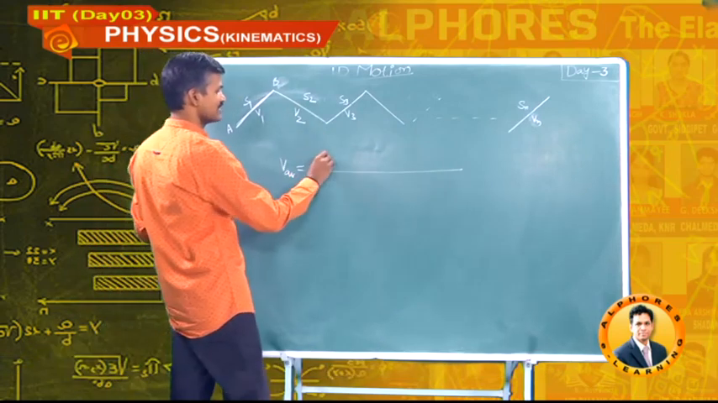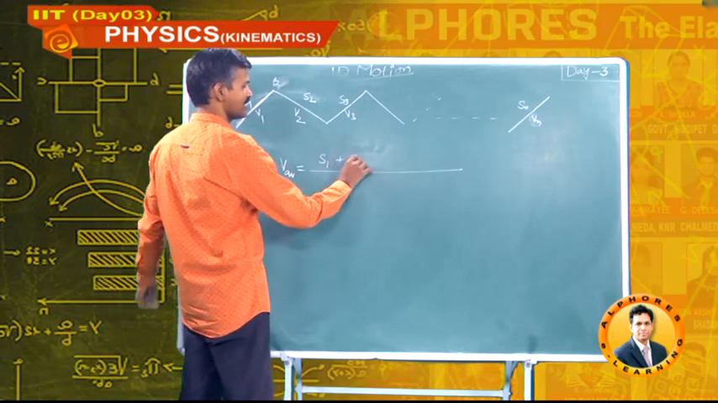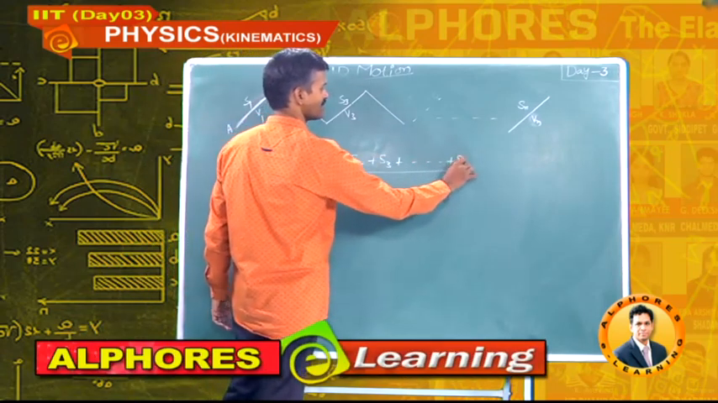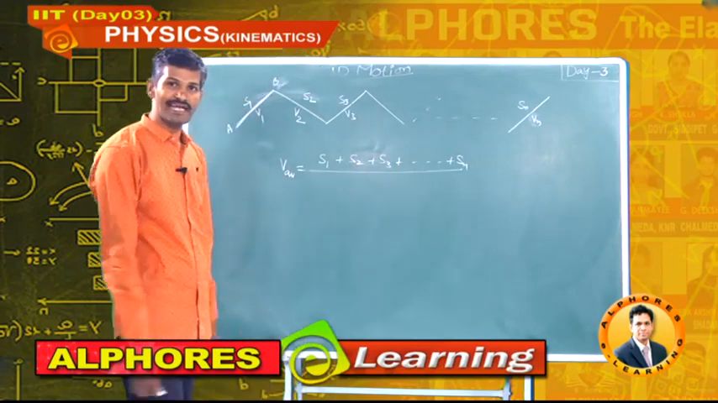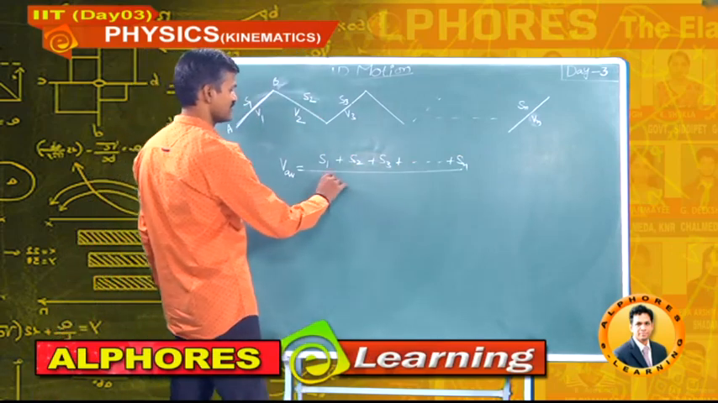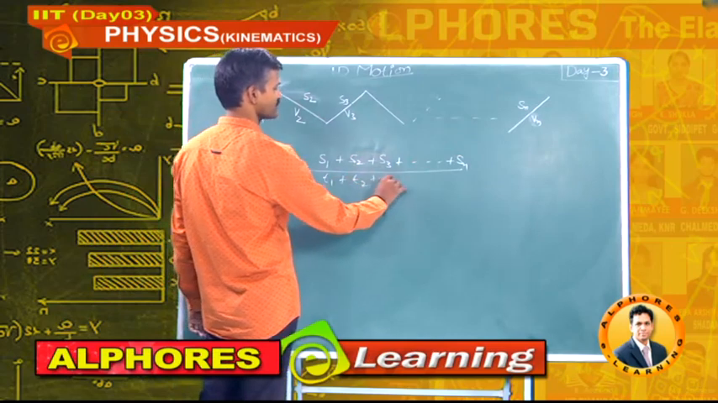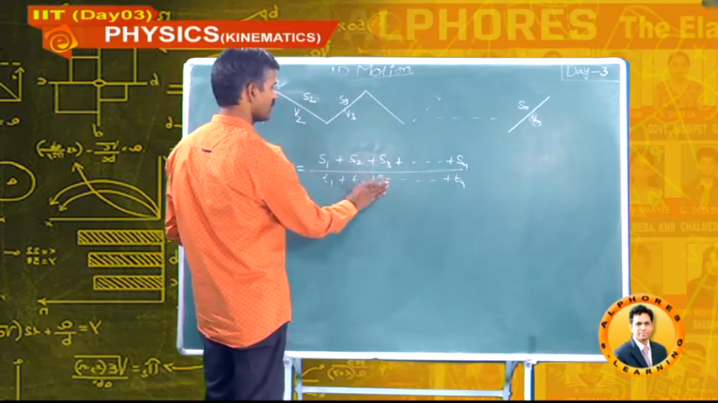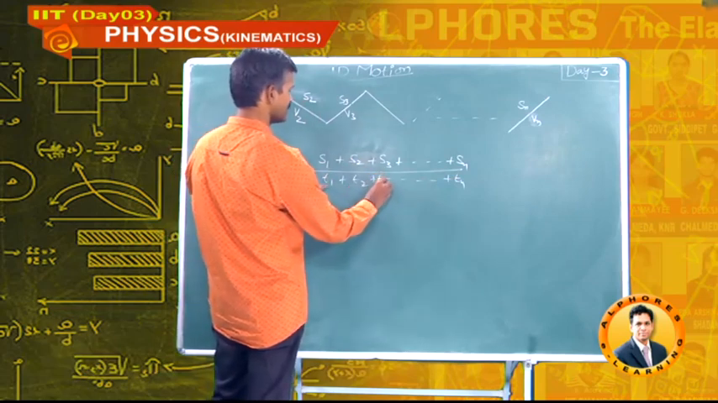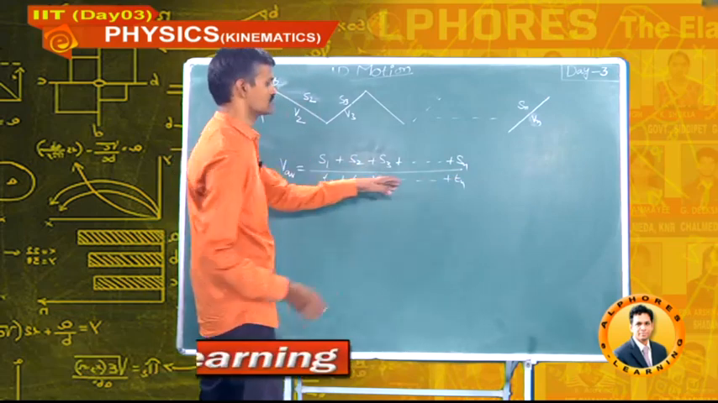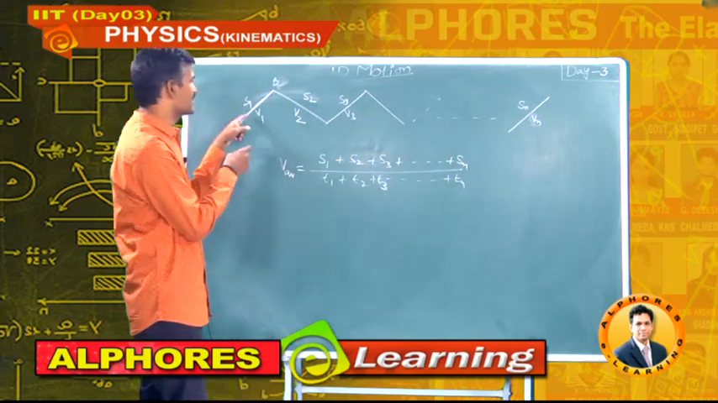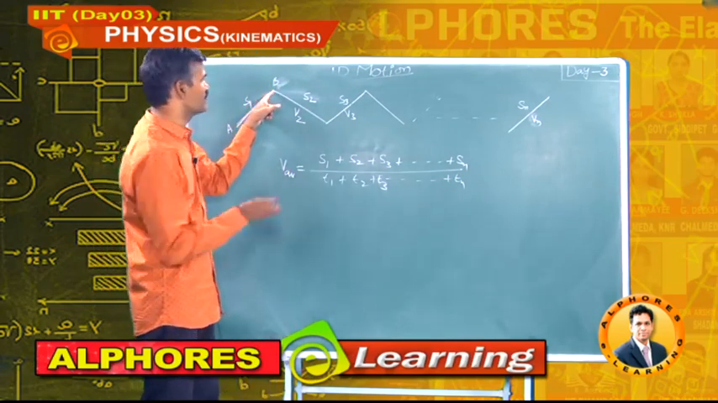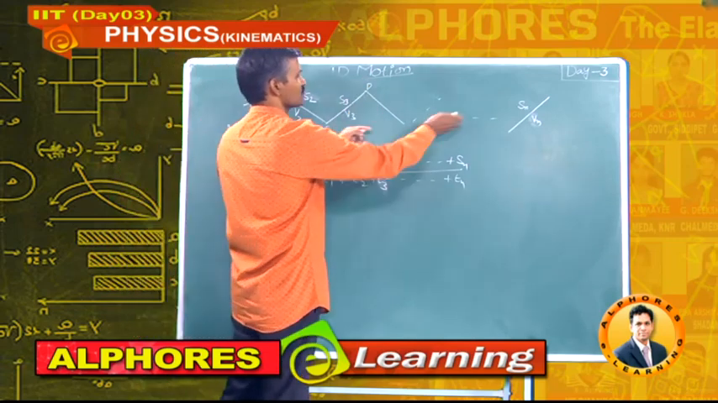So total distance is S1 plus S2 plus S3 and so on plus Sn. Total time taken by the body is T1 plus T2 plus and so on plus Tn. Actually we don't know these times T1, T2, T3 and so on Tn. So first calculate the individual times taken by the body to travel from A to B, B to C, C to D and so on.